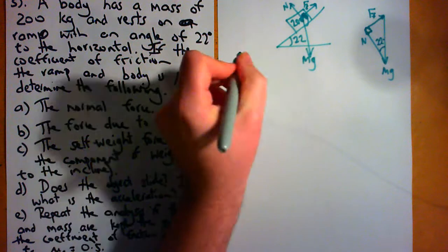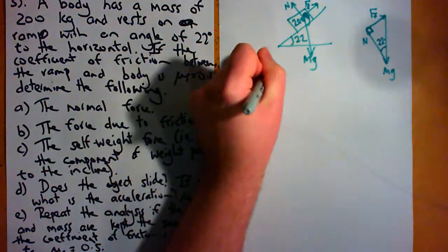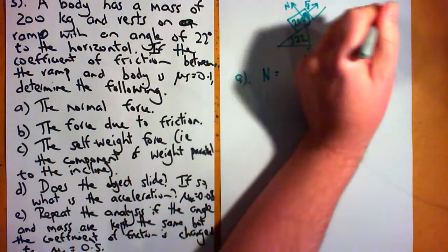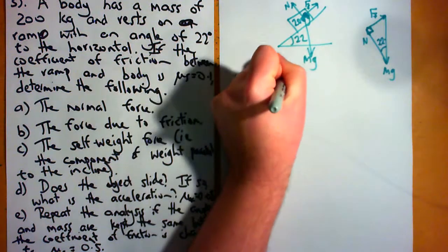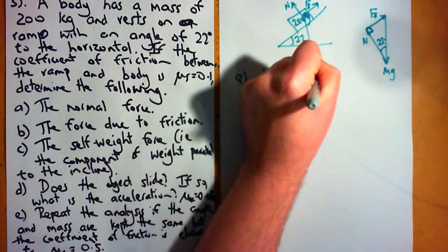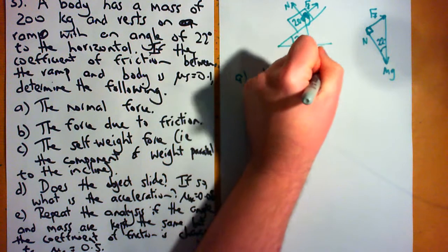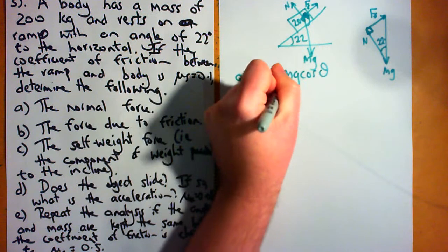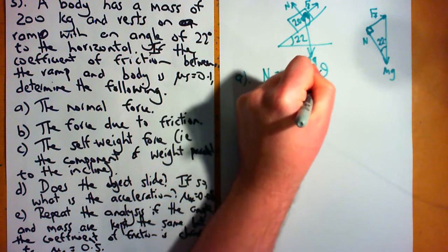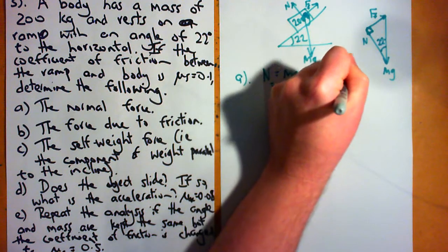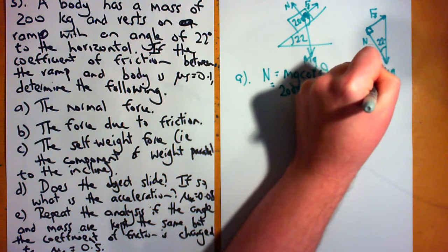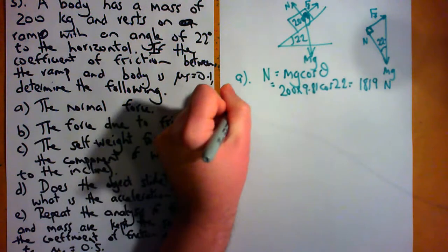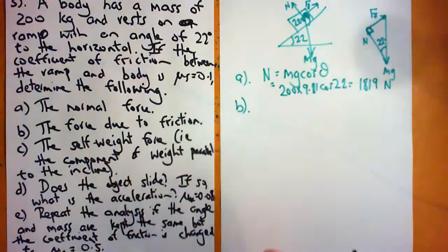Okay, so first thing we need to find is the normal force, Fn or N, which is going to be, if we use trigonometry on that triangle, mg multiplied by cosine, since we're looking for the adjacent side and mg is the hypotenuse. m is 200, g is 9.81, cosine of 22 degrees. Calculating that gives us 1,819 newtons.